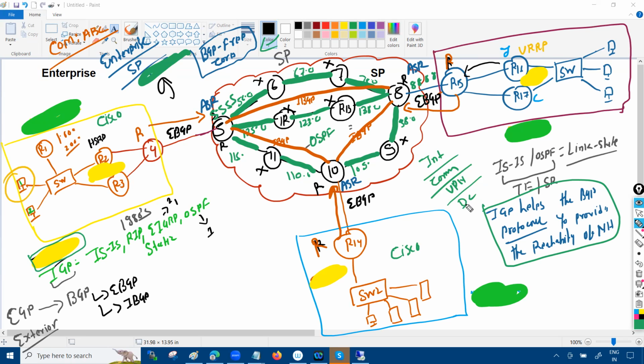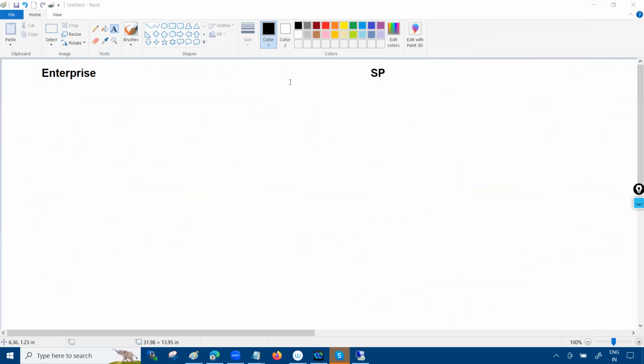Like you can host your own server in the service provider network. That's called the data center services. Many services are done by the service provider network. Now let's come back to the history. So this is all about the basic difference.